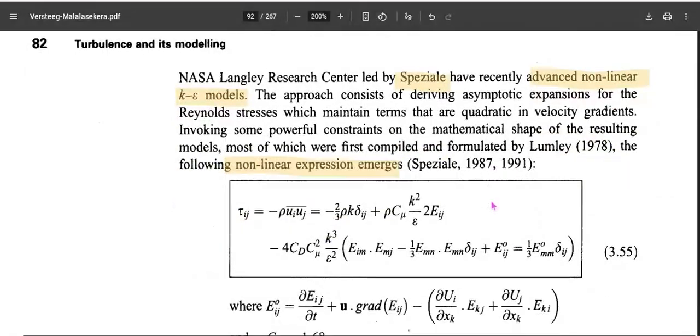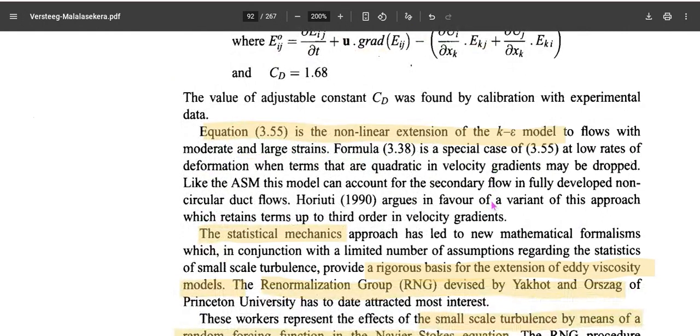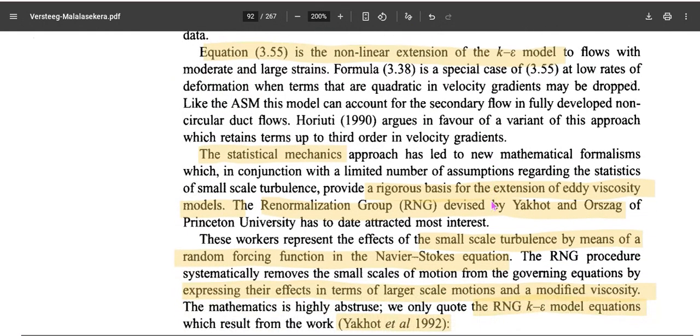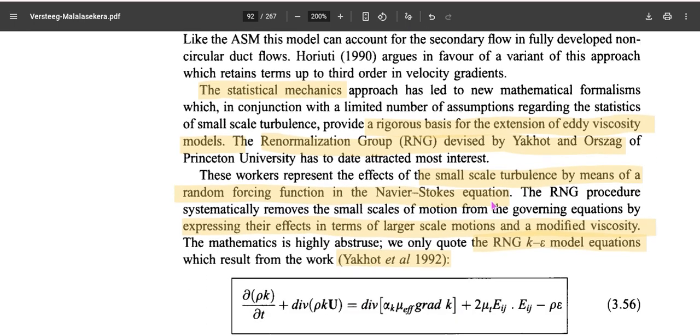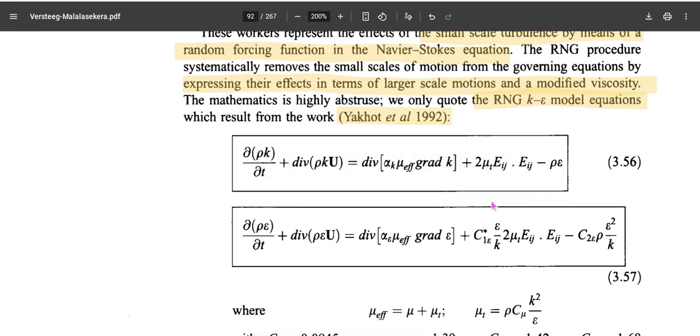And also recently, statistical theory has been applied, and they brought up a new k epsilon model called the renormalization group based k epsilon model, which has become widely popular, especially in CFD packages. These are modified versions of the k epsilon model based on renormalization group theory, from the research group of Yakhot.